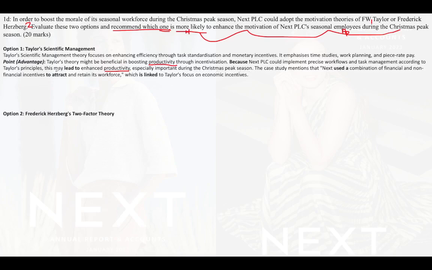Now, even though attracting and retaining could be boosting morale, enhancing motivation, the way I've just read this, I'm now putting on my Dalmatian examiner's hat, is attracting and retaining is enhancing productivity.